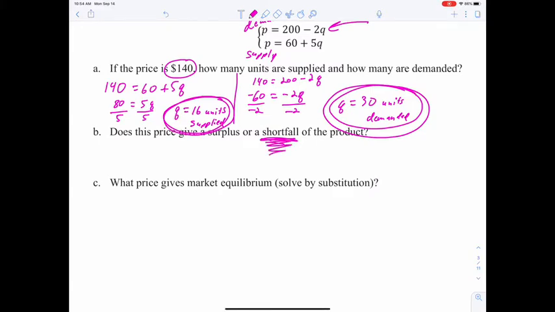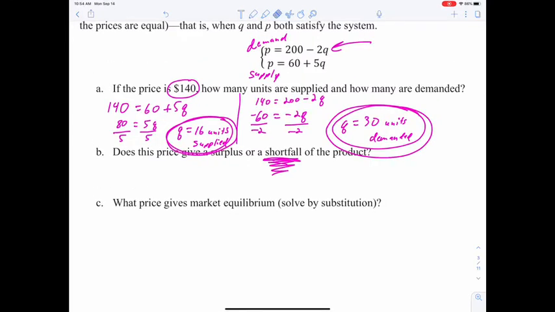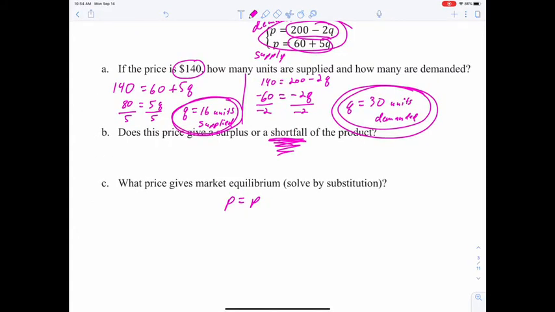All right, and then part C asks what price gives market equilibrium? Solved by substitution. Okay, well that's easy enough. We have our two equations up on top here. Well, they're both equal to P, right? This is equal to P, this is equal to P, and we know P is equal to itself. So we substitute. We'll get 200 minus 2Q equals 60 plus 5Q.